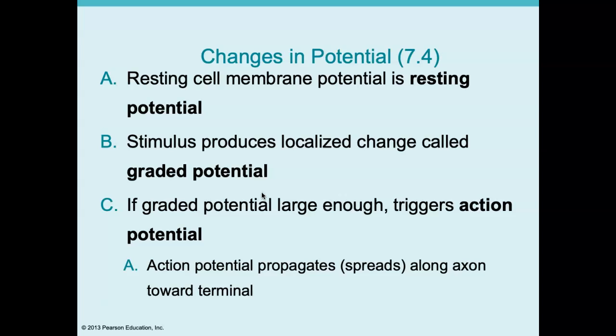Let me say that again. A resting cell membrane potential is called a resting potential. The cell is not transferring any kind of information. But then there's a stimulus, and if the stimulus causes a slight switching of the ions, this is called a graded potential. It might not do anything. It might not go any further than that. But if this graded potential is big enough, then it will stimulate an action potential.